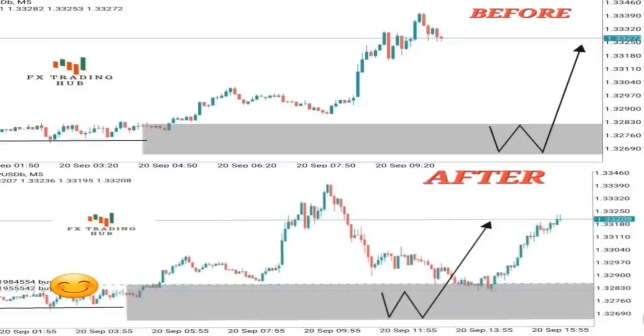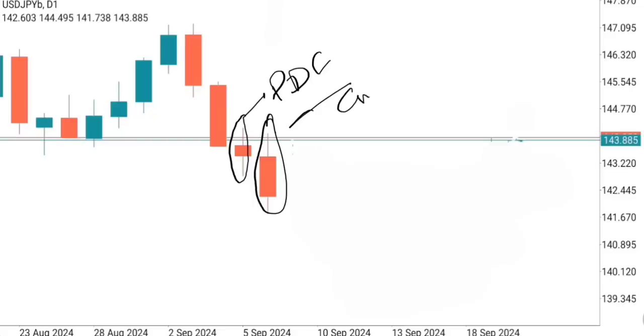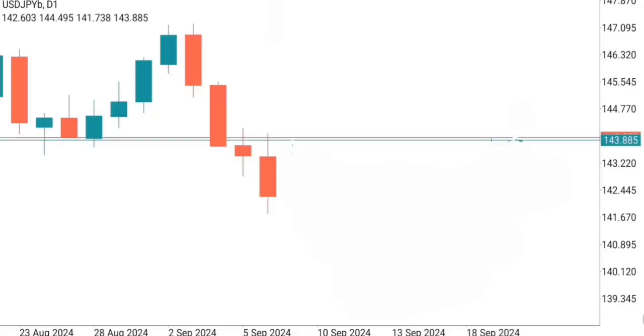All right, now let us see a bearish scenario. This is USDJPY on this day. Here is our previous day's candle, and this is our current day's candle. Those are the candles we are working with right there.